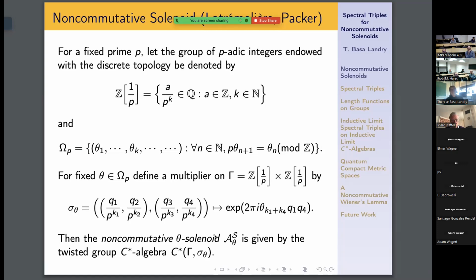So then the non-commutative theta solenoid is given by this twisted group C-star algebra, with a multiplier defined in this sort of way, and with the underlying discrete group being Z[1/p] cross Z[1/p], which again, I'll point out is not finitely generated.